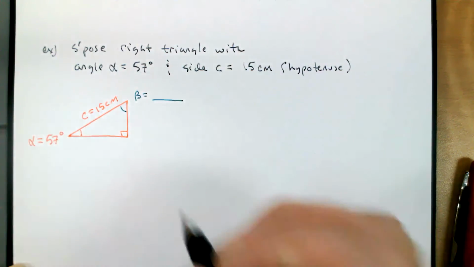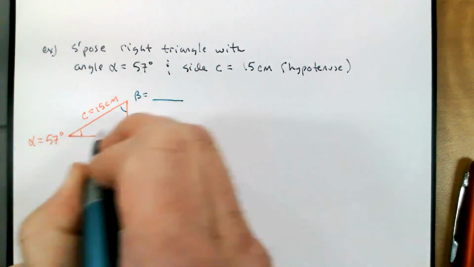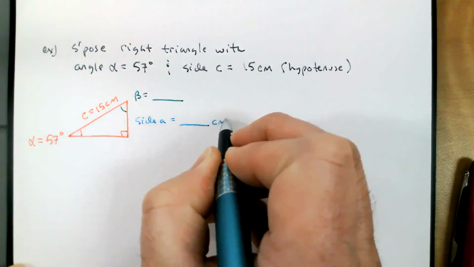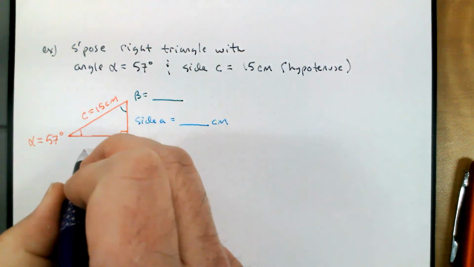I'm going to want to find side A, which will be opposite angle alpha. And we're going to want to find side B, which will be opposite angle beta.